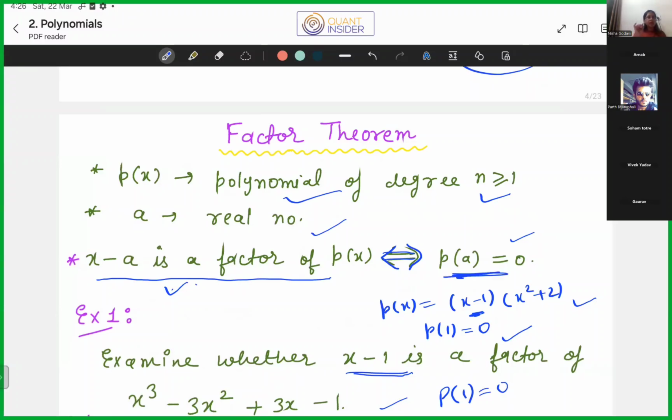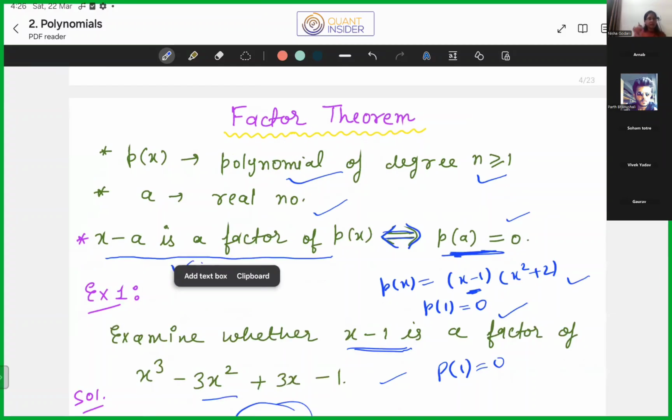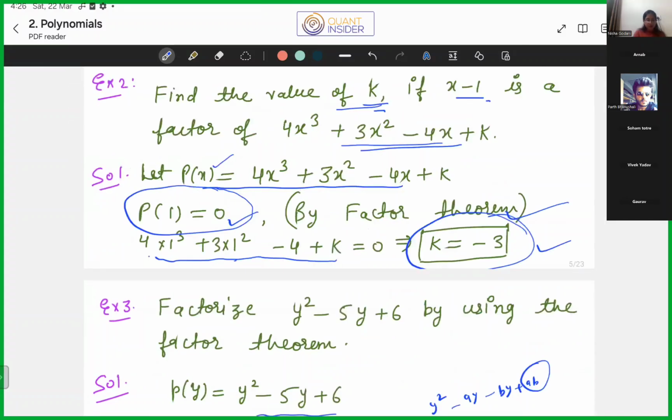Okay. So what will we do? We will check for every value. We will check for p(1), p(2), p(3). If p(1) is 0, then x minus 1 is a factor. If p(2) is 0, then x minus 2 is a factor. Okay. So by using the factor theorem, we will find the factors. The points which are to be checked will be the factors of this 6.